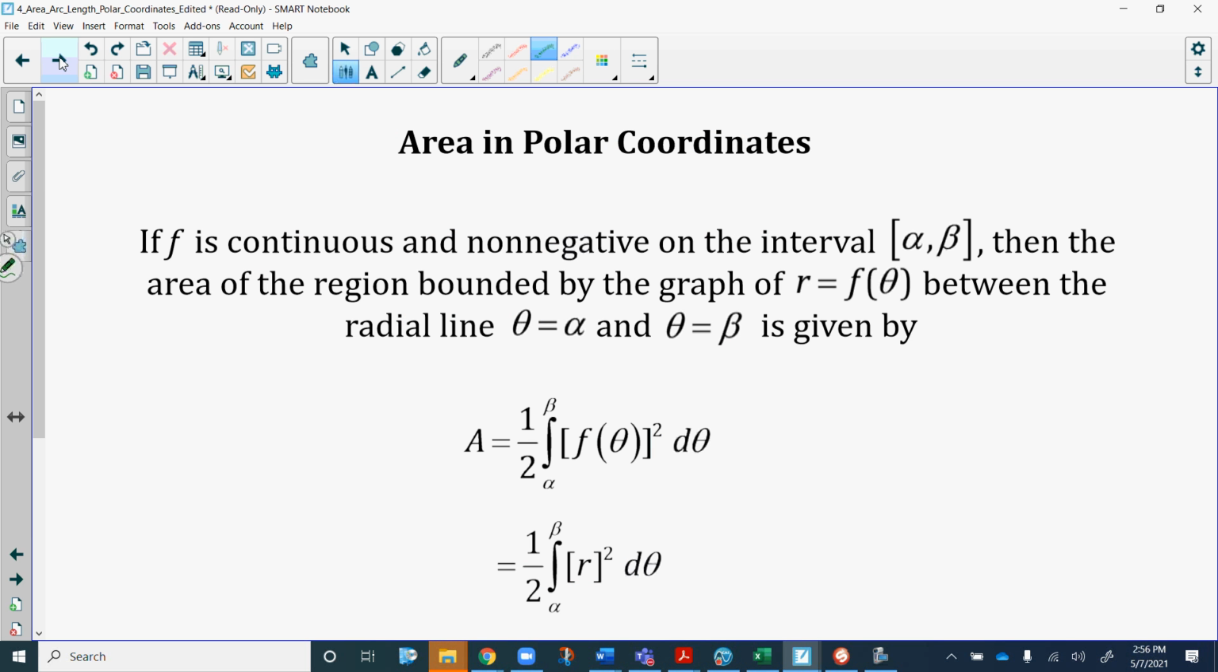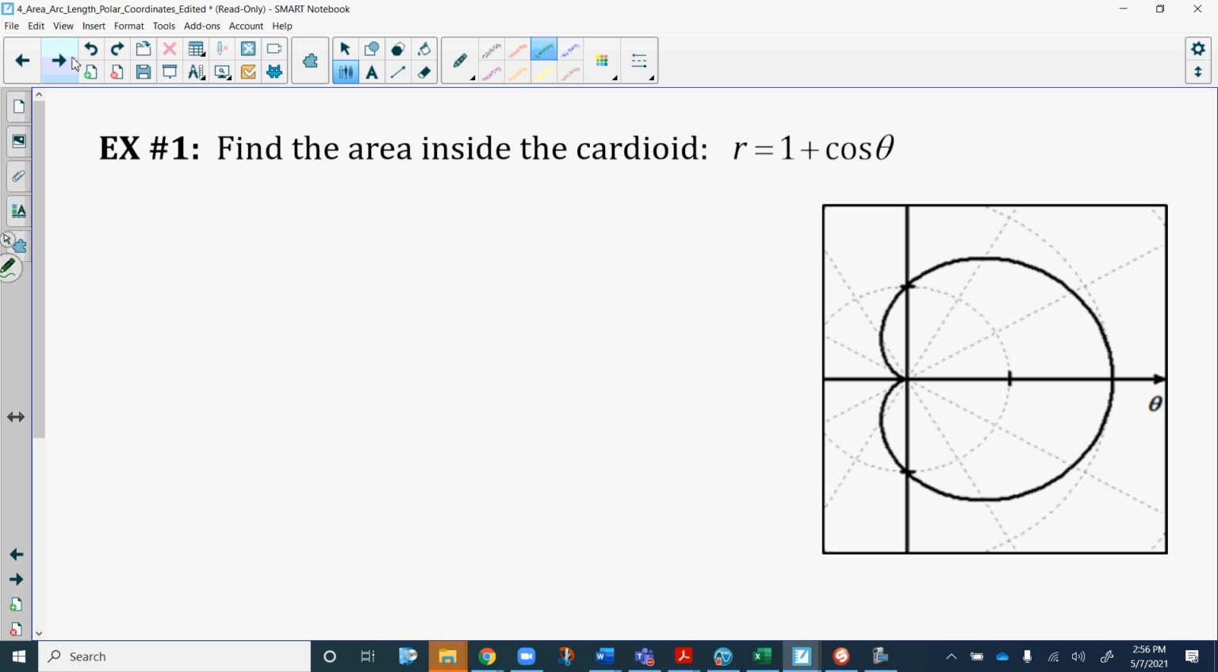Well, the integration that we ultimately end up with, where they're saying f is continuous and non-negative on the interval from alpha to beta, then the region bounded by the graph of r equals f of theta between the radial line that makes an angle alpha and then another angle beta from the x-axis is given by the area to be 1/2 of the definite integral from alpha to beta of either the actual function that they give you squared, or we can simplify that and just say the radius squared. And this is going to bring us to our first example.